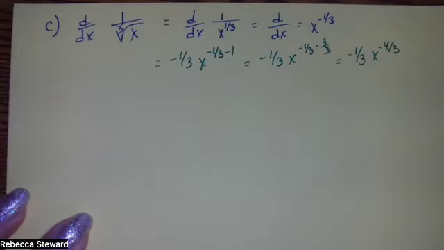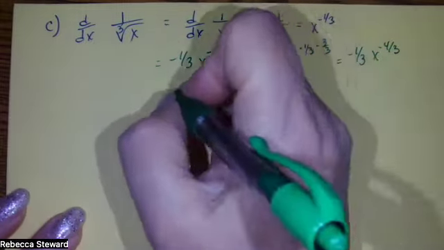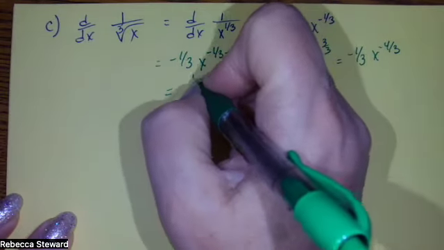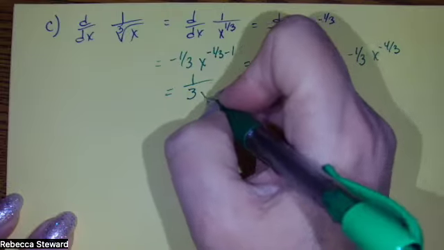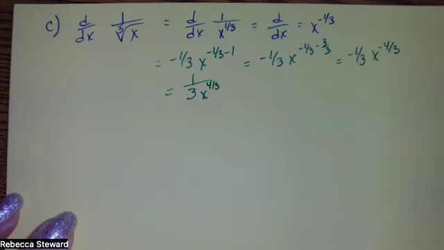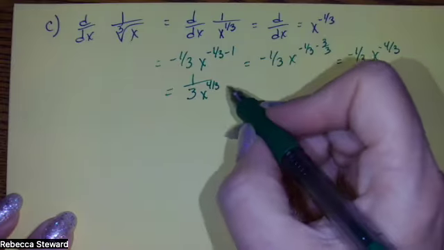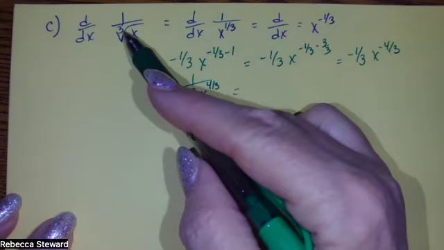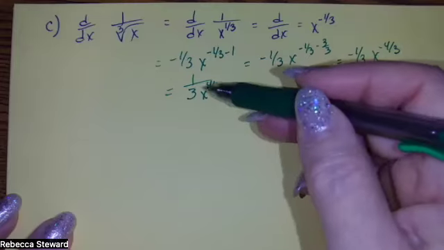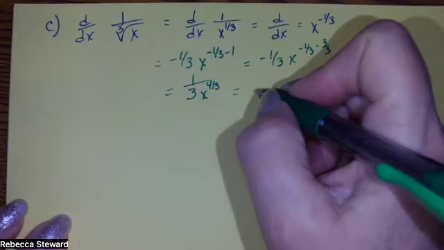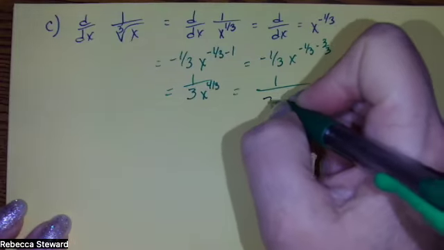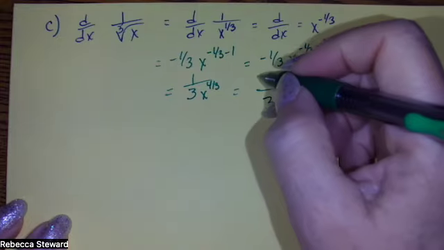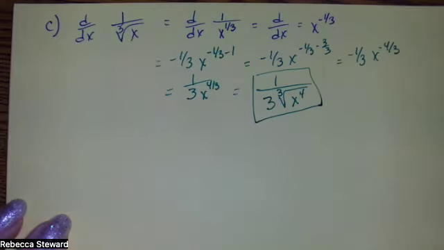Again, we don't want to leave them with negative exponents. So this will become 1 over 3 x to the 4/3. Now, the bottom part is your index for your radical. The top part sticks to the exponent. So this will become 1 over 3 cubed root of x to the 4th. That would be your final answer on that one.